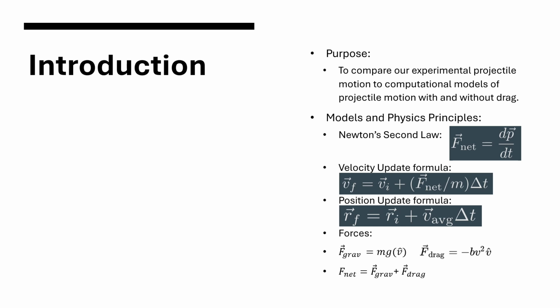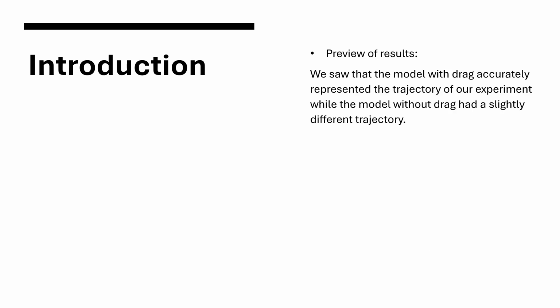Same thing with the drag force. It's negative b, which is a proportionality constant, times v squared, and then times again the v hat just to make it into a vector, because there are both x and y components. And then our F net in this specific lab is the force of gravity plus the force of drag. A little bit of a preview of our results.